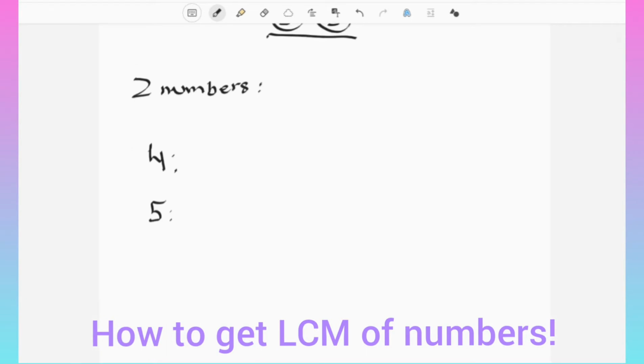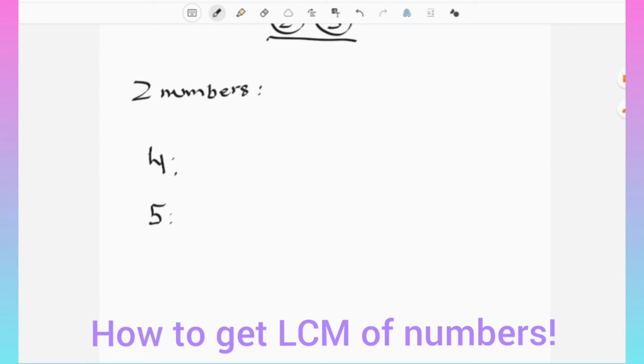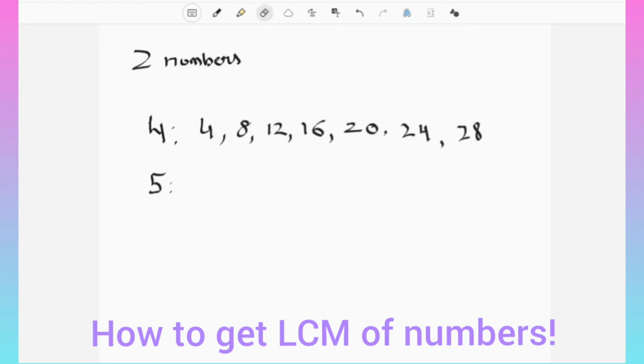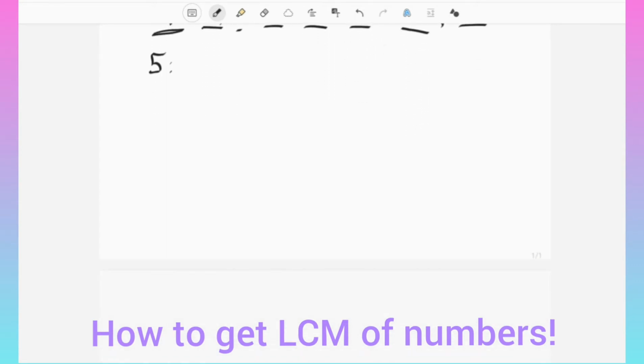Okay guys, so I've listed out some multiples of 4. These are 4, 8, 12, 16, 20, 24, 28. You don't need to list out all of them. You can list out some of them.